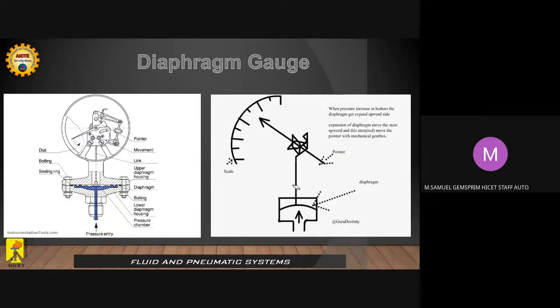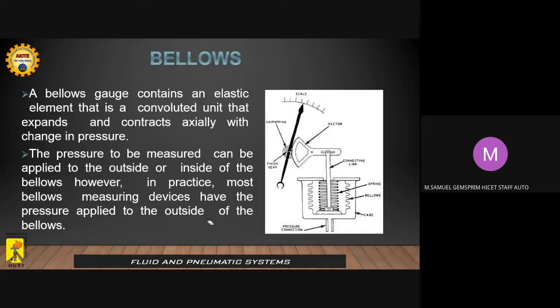Now let us go to the next slide. So here we have the bellows type.